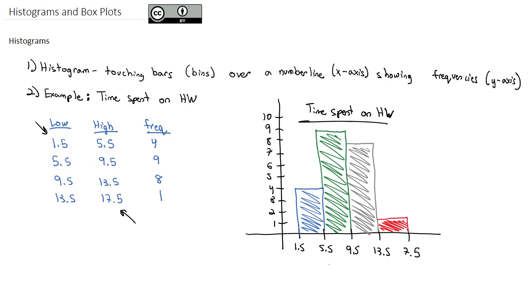We also need to label the x-axis. These values on the x-axis are the amount of time, and it's given in hours. The y-axis also needs to be labeled. It is the frequency for each of those ranges. And that completes our histogram.